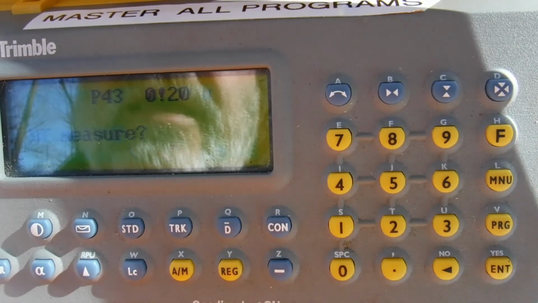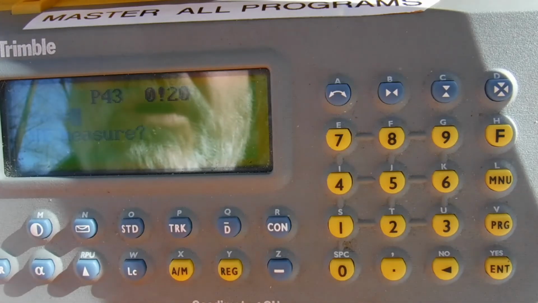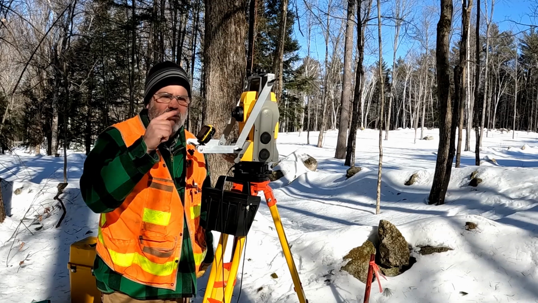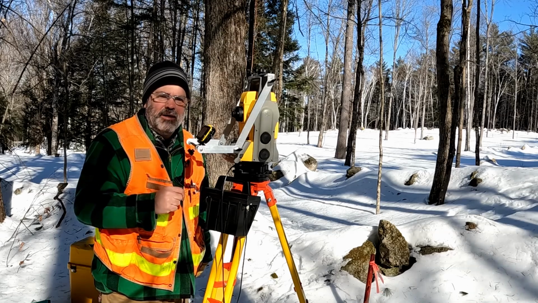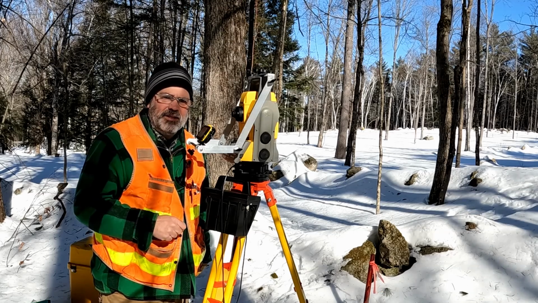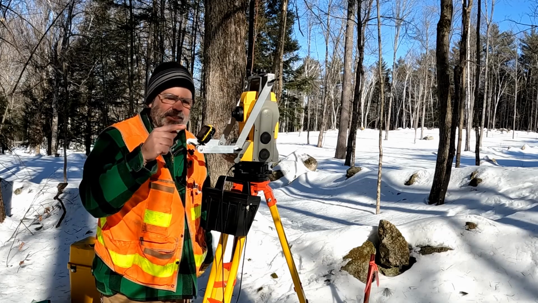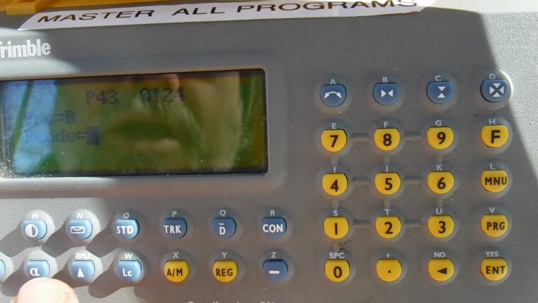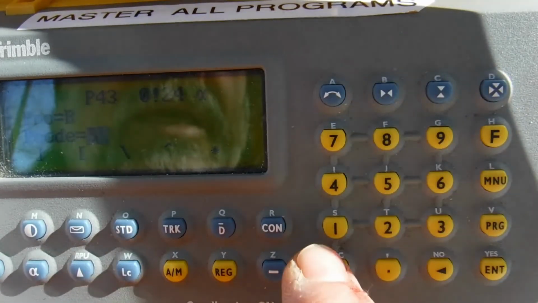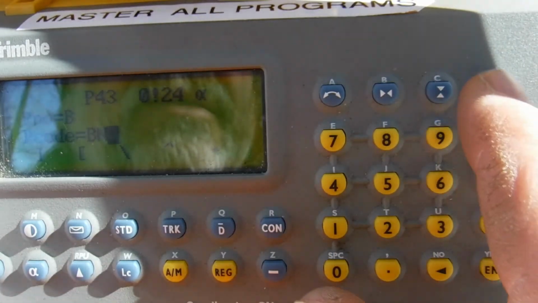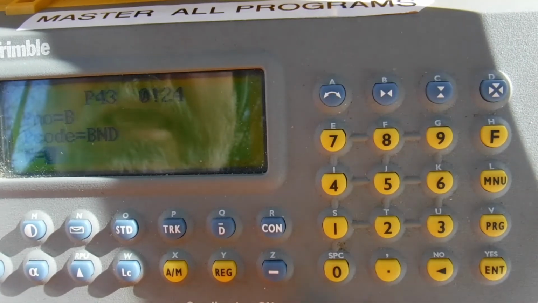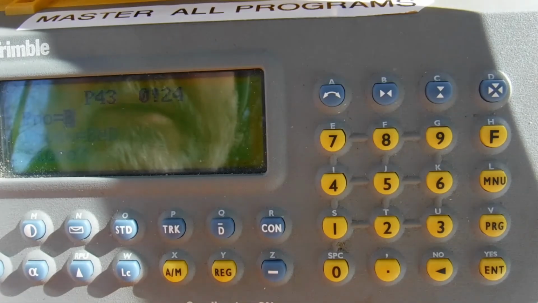TRS. Height measure, no. Point number, for consistency, we'll keep our naming convention. So the corner of the stone wall is point B. We'll call it reference station C. So point B, point code is a bound B and D. Northing 0, easting 0, and store yes.